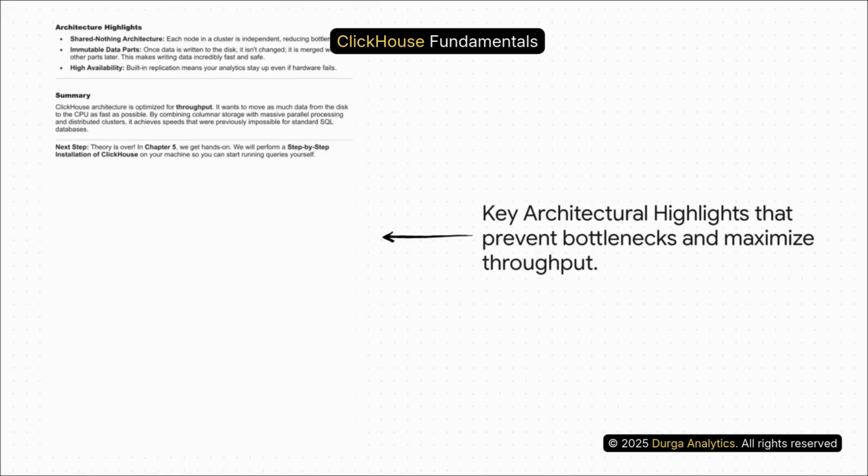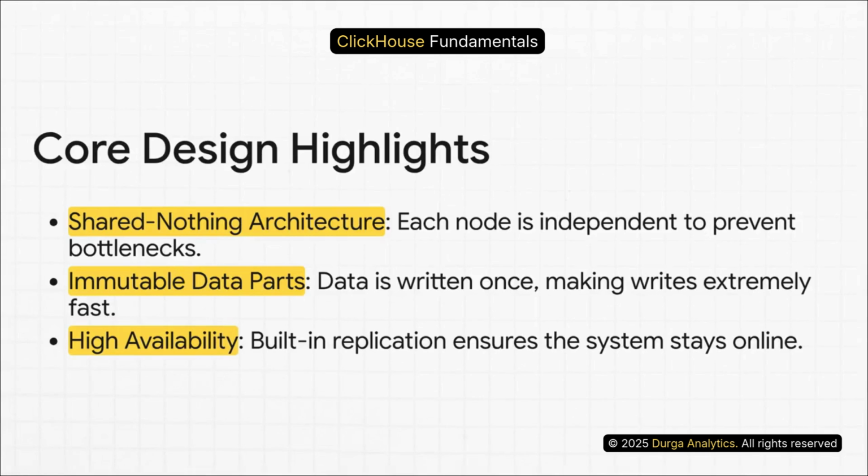But that MPP magic doesn't just happen on its own. It's built on a foundation of a few other really smart architectural decisions. Yeah, there are really three core ideas that make this all work so well. First, you've got a shared nothing architecture. This just means every node is independent. It has its own brain, its own memory, its own storage. There are no bottlenecks, which lets you scale up smoothly.